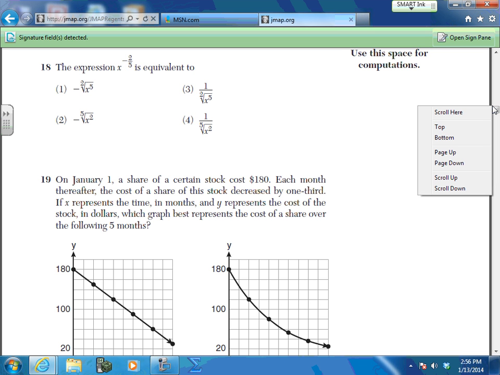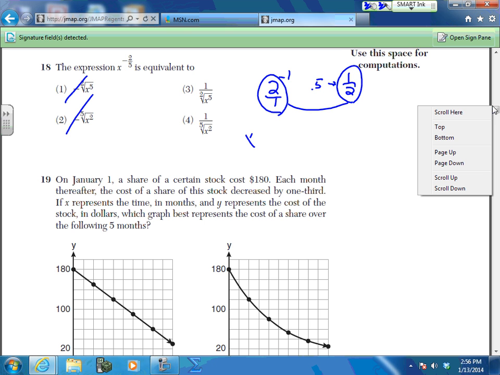Number 18. Number 18 has a negative exponent. Remember the effect of a negative exponent. It does not cause your answer to become negative. 2 to the negative 1. Put it in your calculator. You get 0.5. If you convert it to a fraction, you get 1/2. You can see that it took its reciprocal. See the reciprocal? A negative exponent takes the reciprocal to the positive power.